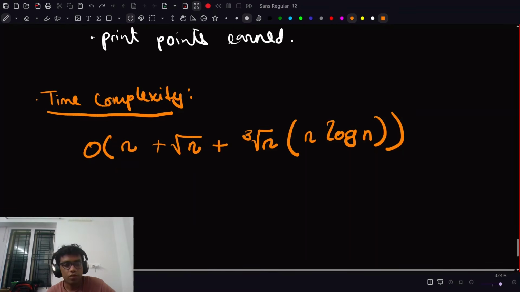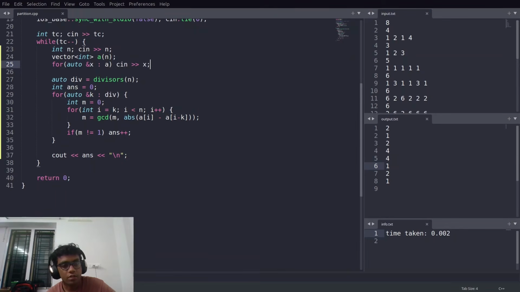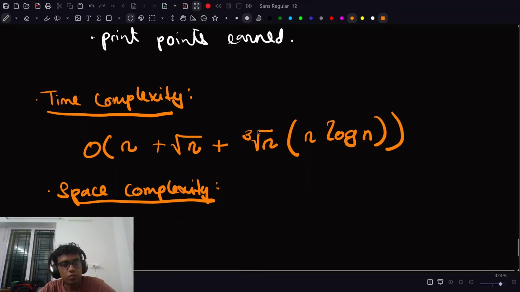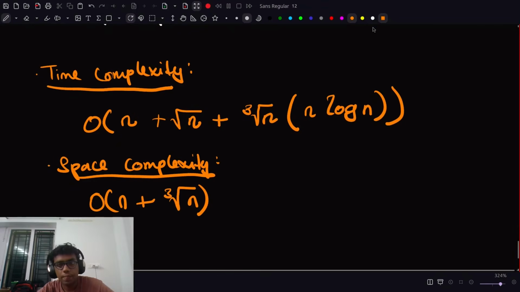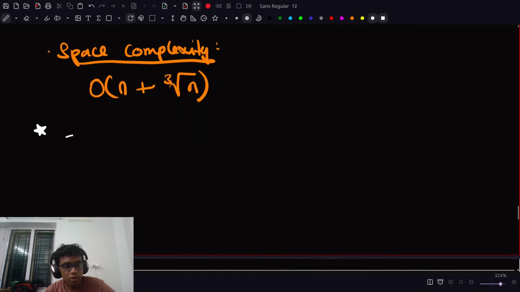What about the space complexity? What are we storing? We are first storing the n numbers, and we are also storing the divisors. Everything else is a variable of big O of one space, so we don't need to count that. So the total space complexity is big O of n plus the number of divisors, so that's big O of n plus cube root of n. This is the space complexity for the problem. Now one additional note: while this is the upper bound, we can have a tighter bound.